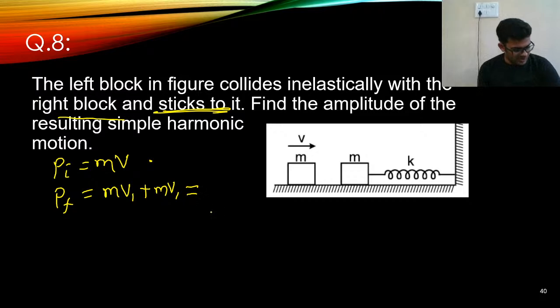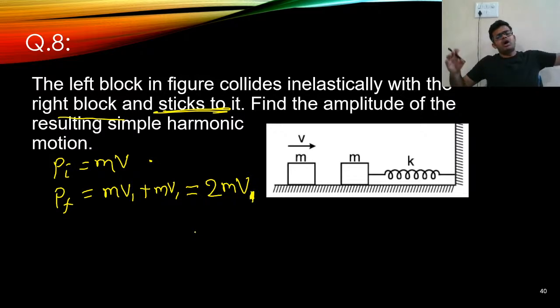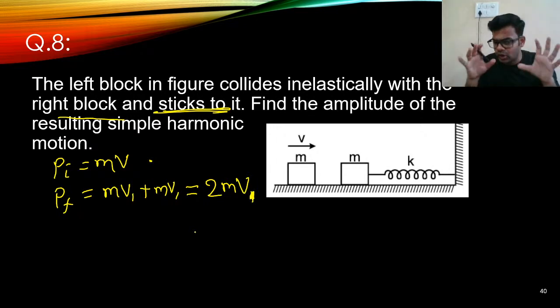So m1 v1 plus m2 v2. Both masses are the same and both will have the same velocity because both will move together. So directly I will write this is 2mv1. Initial momentum I have written, final momentum I have written, and you can see the first block is just hitting the second block, and both will collide and stick with each other. So they will become a single block.